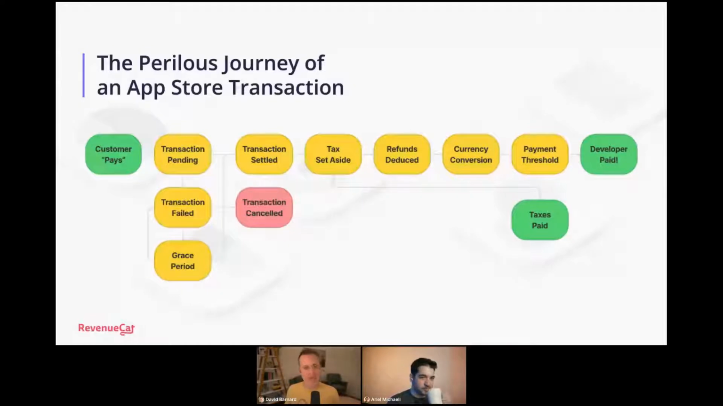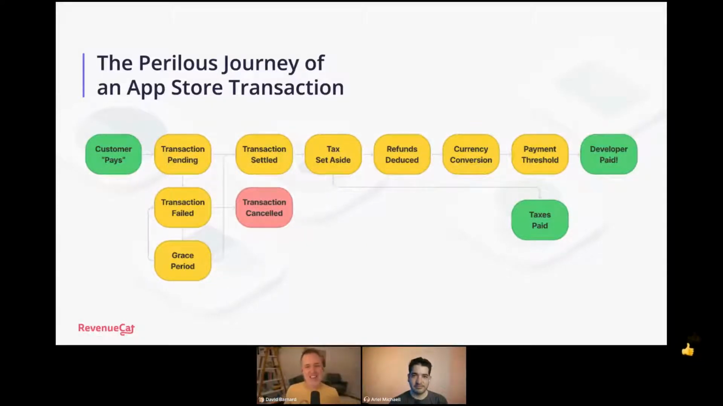And then refunds get deducted. So if you do have a transaction that failed, that gets pulled out. If somebody refunds, that gets pulled out. If there's a chargeback, that gets pulled out. There's all sorts of, as you would expect running any business, some of that money gets pulled out of what's accruing in Apple's bank account.